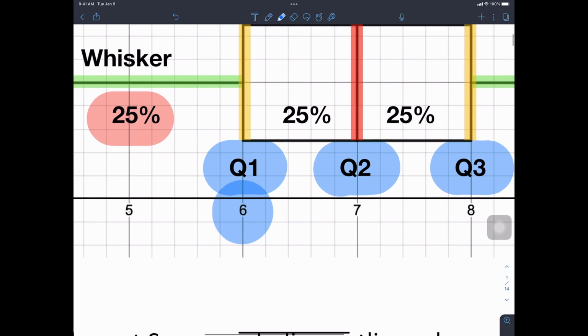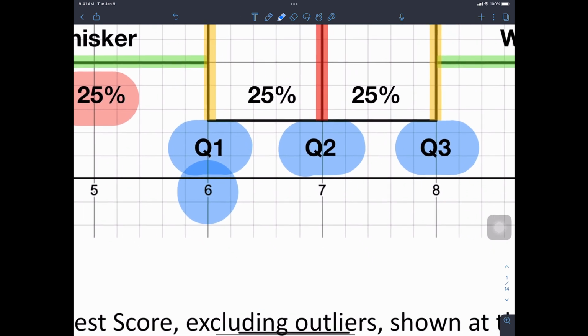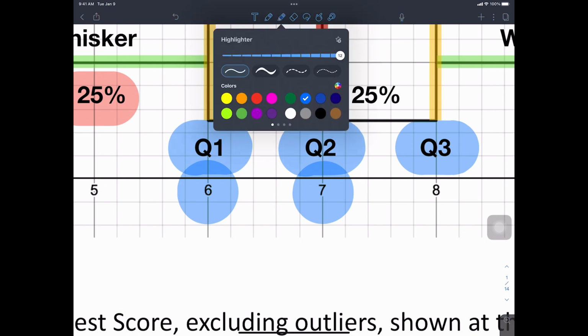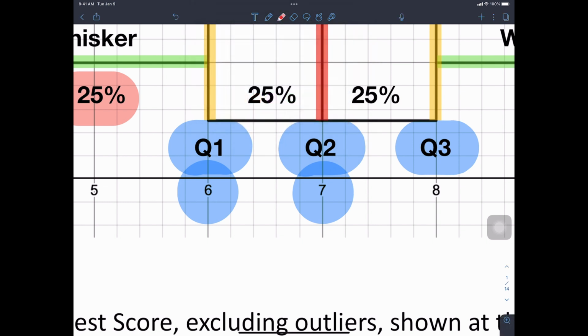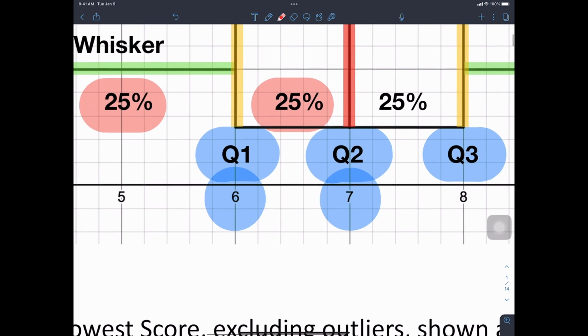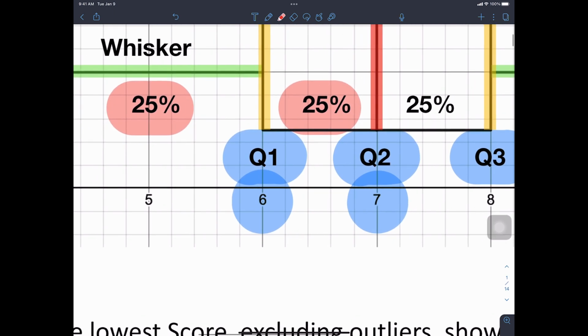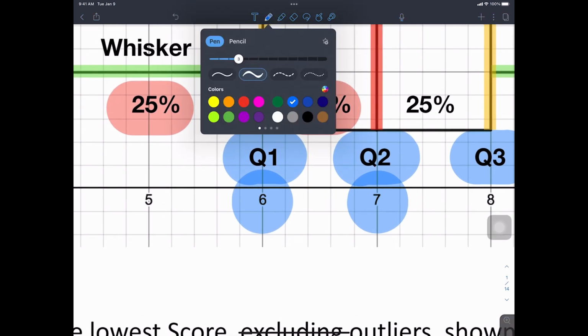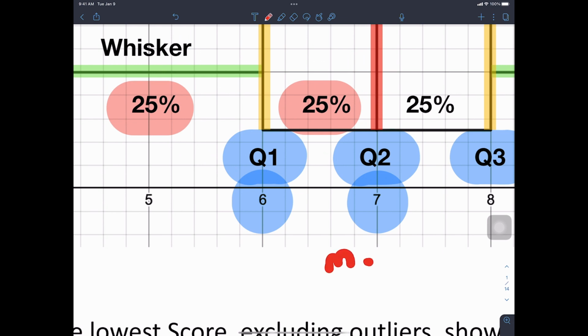And then what's the second quartile value in this picture? 7. Good. What do you guys know? What percent of the data is between the first quartile and the second quartile? It's another 25%. You say, why? Because the definition of the second quartile is the 50th percentile. So 50% of the data, 25 and 25, is below that value. This is also known as your what? The median.